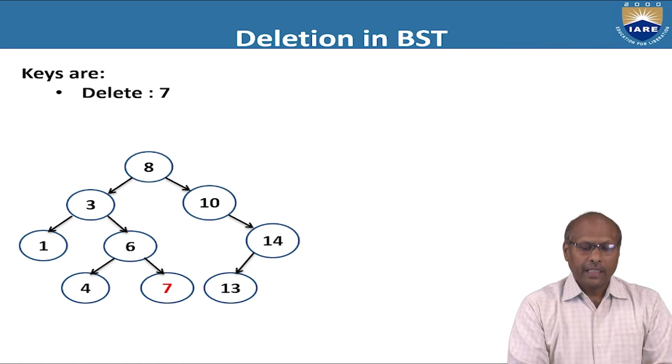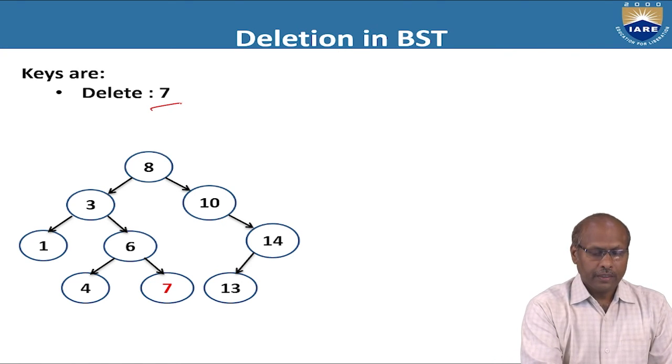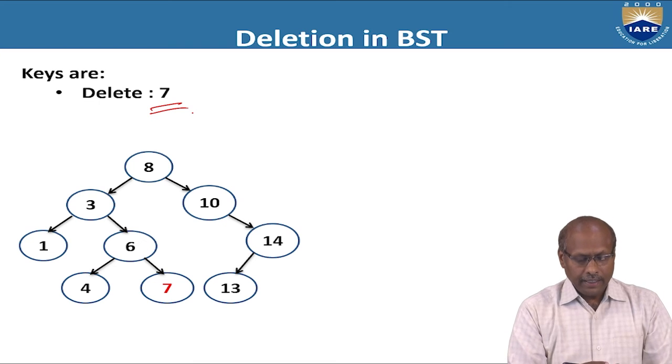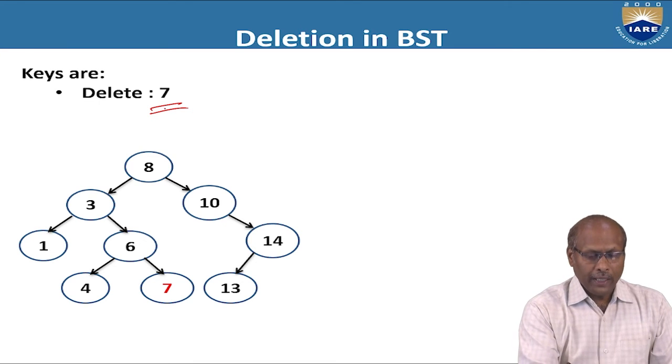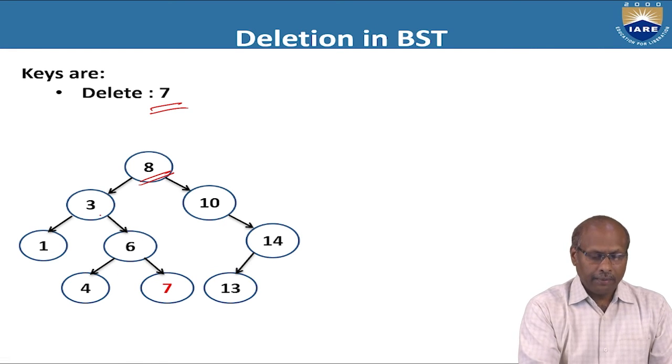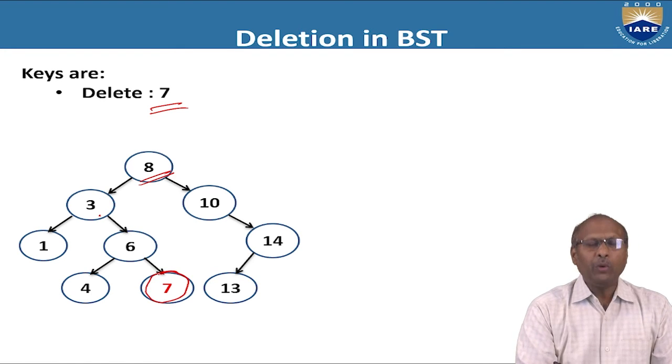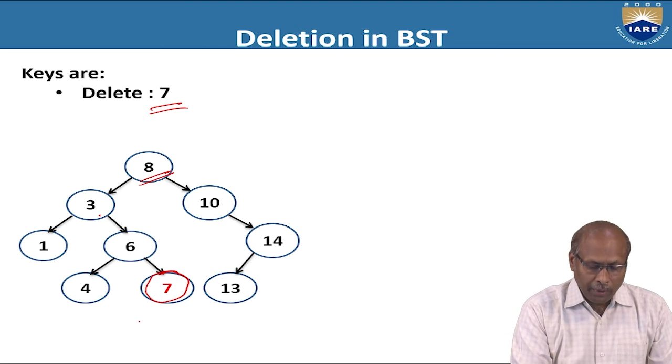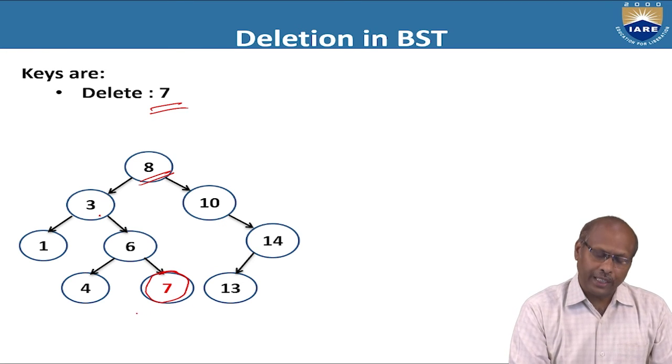For example, I want to delete 7. This is the given tree. When a tree is given, you have to find where the 7 is. 7 is less than 8, that means in the left subtree. 7 is greater than 3, right subtree. 7 is greater than 6, right subtree. So 7 is found here. Now, 7 has no more children, so that means 7 comes under the 0 child case.